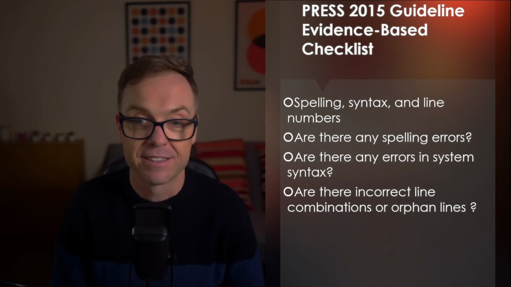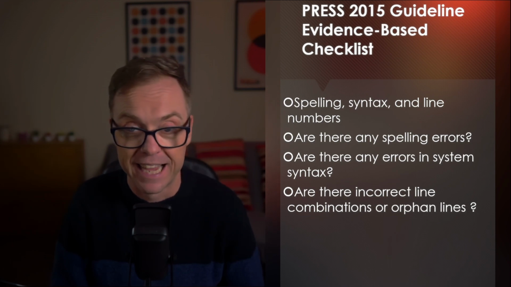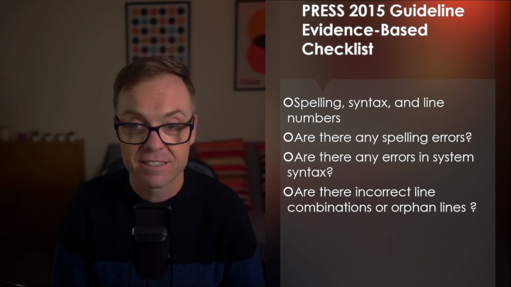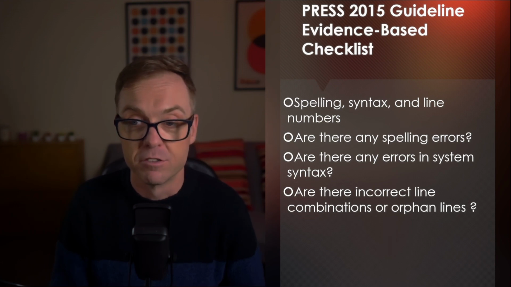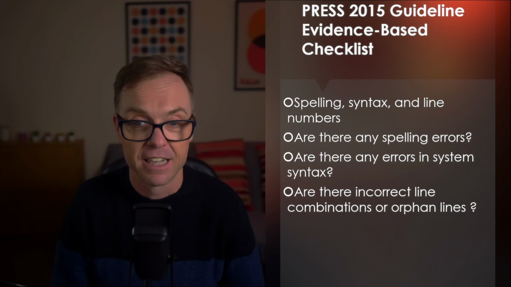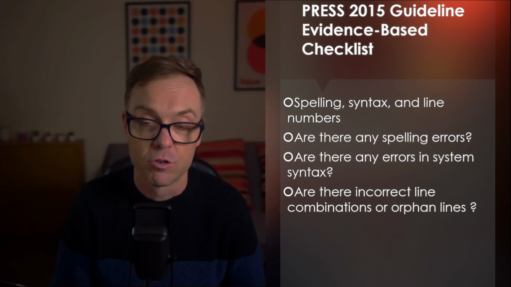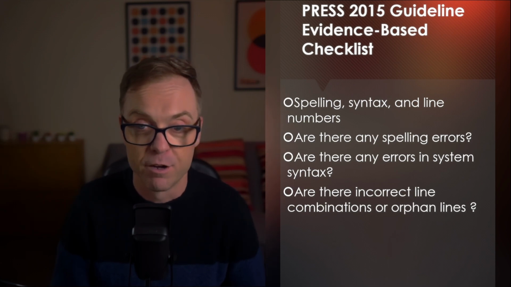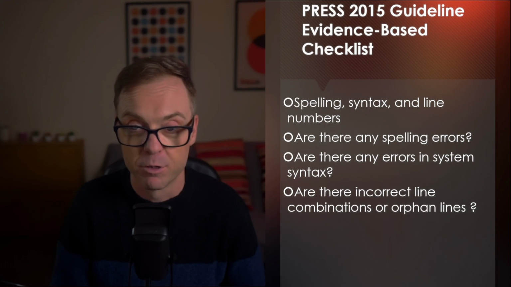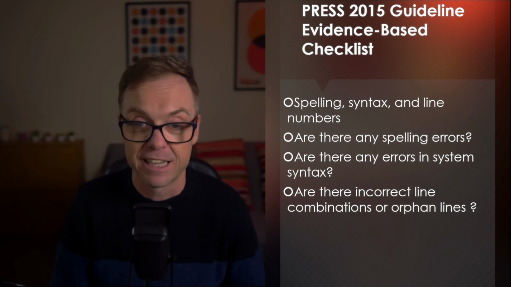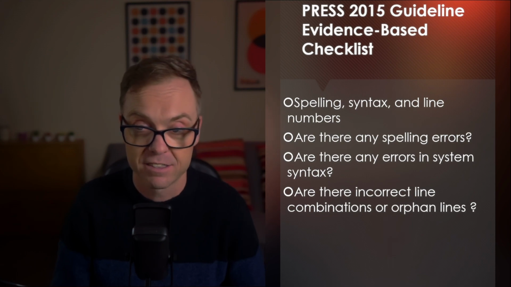In terms of spelling, syntax, and line numbers, are there any spelling errors? Are there any errors in the system syntax? So, for example, are we using the correct truncation symbol for each database? Are there any incorrect line combinations or lines that aren't referred to later on? So you saw that I had to change the line number in my joining statement where I'd made a mistake. Sometimes you find that you've actually ended up leaving lines out by mistake, and that needs to be checked.